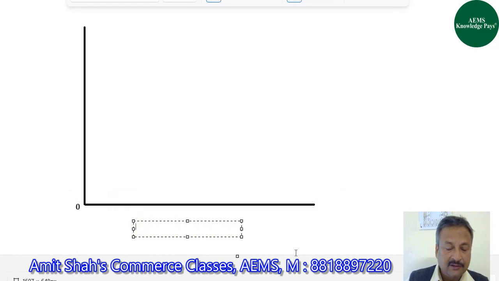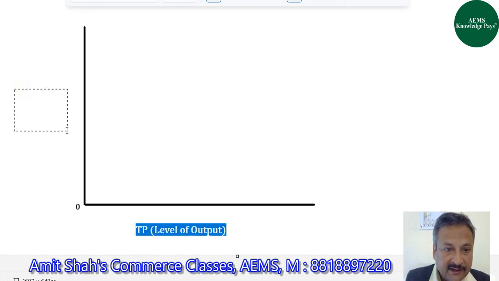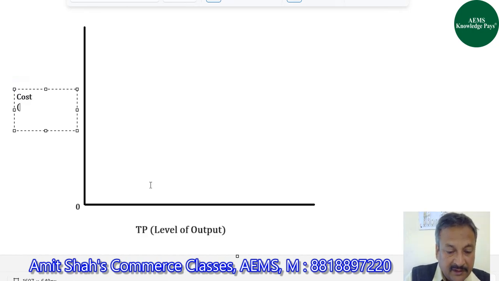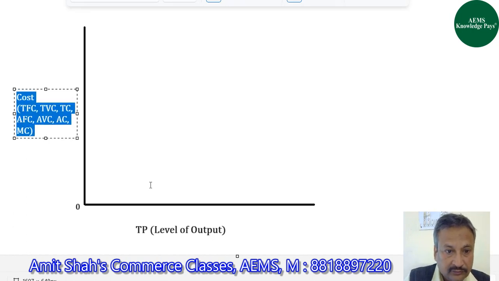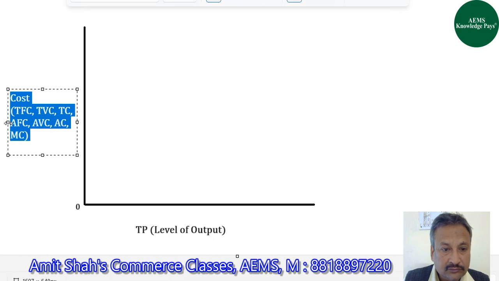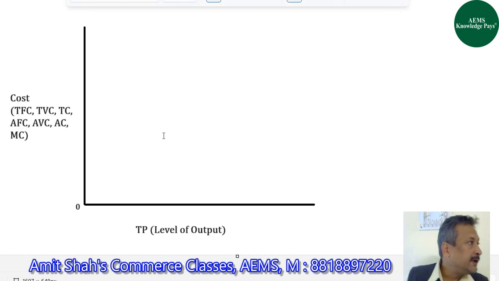To make cost curves, on x-axis we take TP, that is level of output, and on y-axis we take cost, that is TFC, TVC, TC, AFC, AVC, AC, and marginal cost. Right?